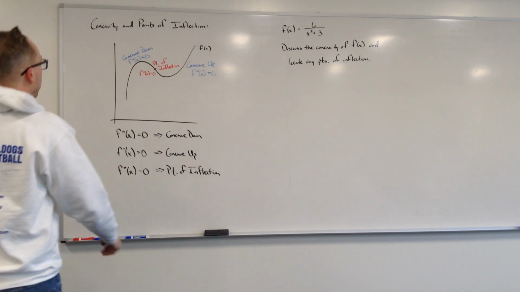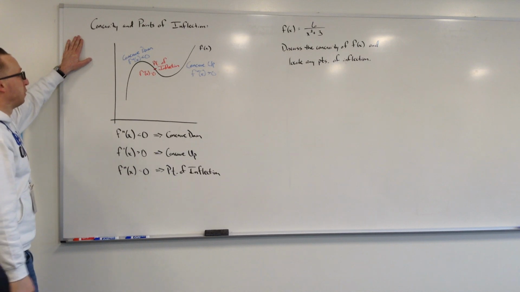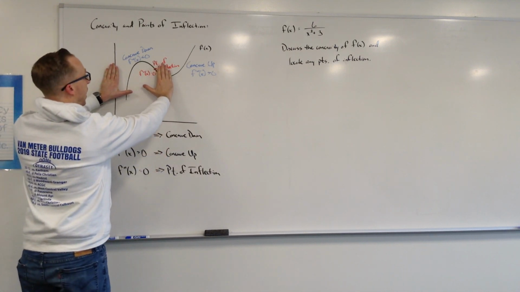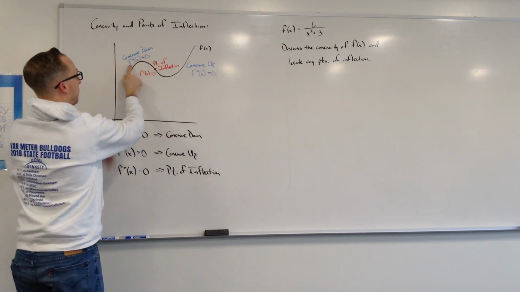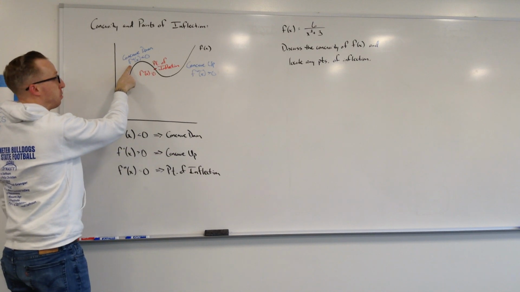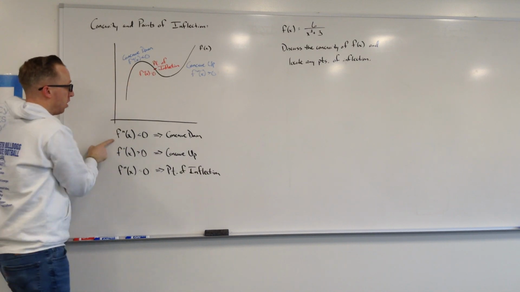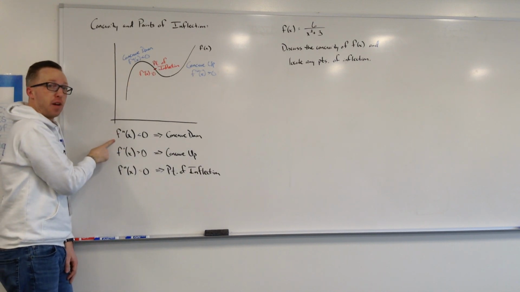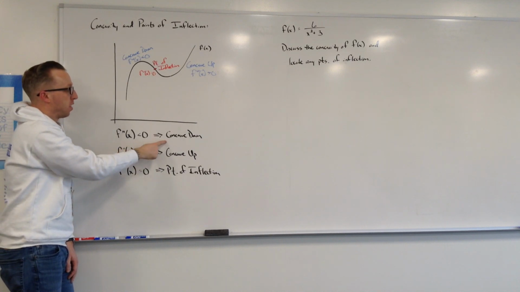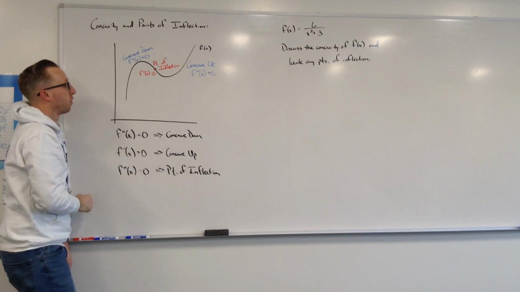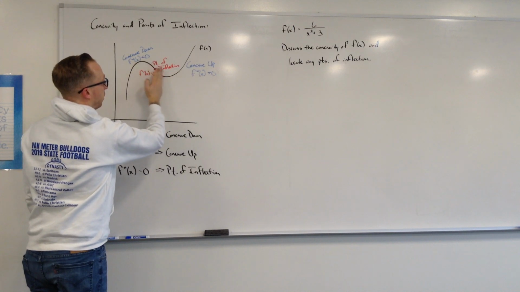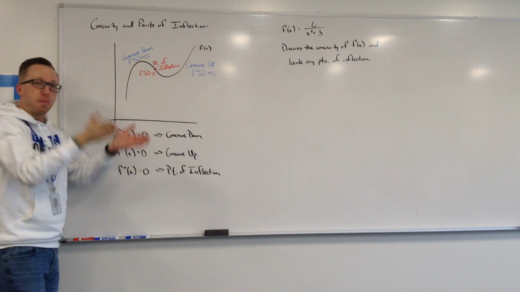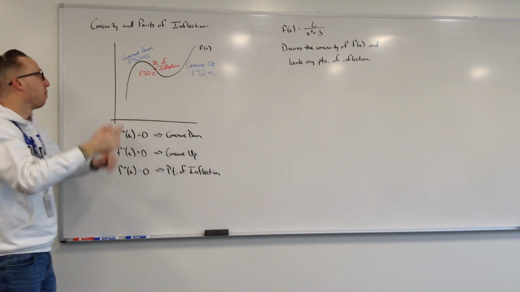So some re-explanation here. Concavity and points of inflection. On the left half of my graph, we are concave down, and the second derivative should be negative whenever this happens. If f double prime of x is less than 0, that implies that our function is concave down. On the right half of my graph, my function makes a cup. It's concave up. It's opening up.